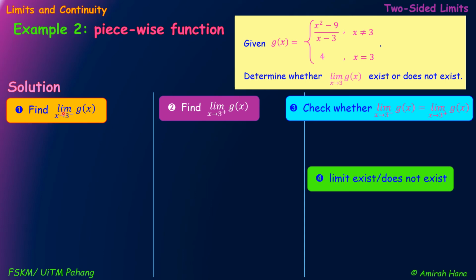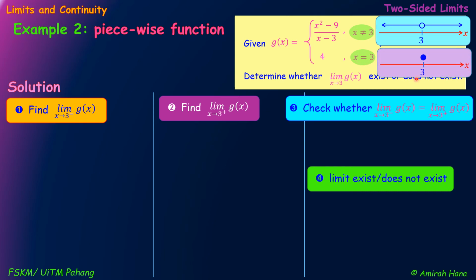To find the limit as x approaches 3 from the left of g(x), we need to consider the domain. For domain x not equal to 3, we can draw a real number line notation. X not equal to 3 means when x equals 3, we have a hole here. And then for domain x equals 3, from the real number line notation, when x equals 3, we can put a dot here.